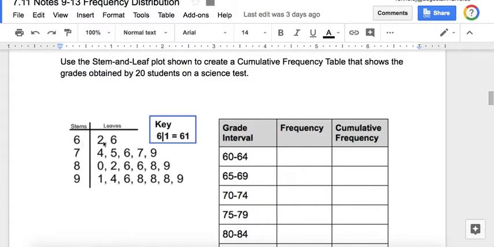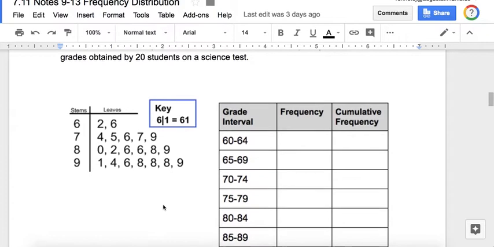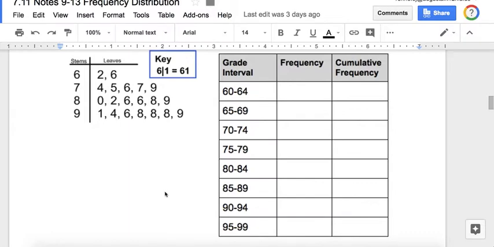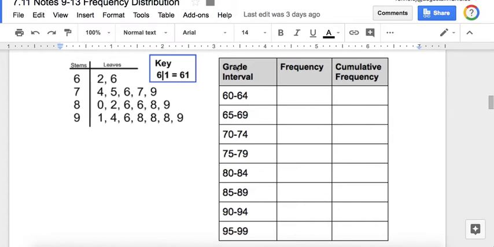So this one would be 62, 66, 74, 75. I'm not going to read anymore. I think you get the point here. Okay. So now I already have the intervals there for you. So we just have to look at the interval and count the frequency, how many times that grade occurred on the science test. And each leaf represents one of the students. Okay, so one student got a 62, 66, etc.